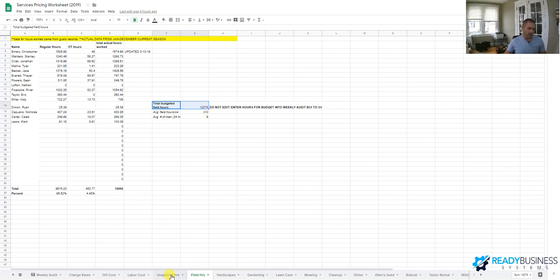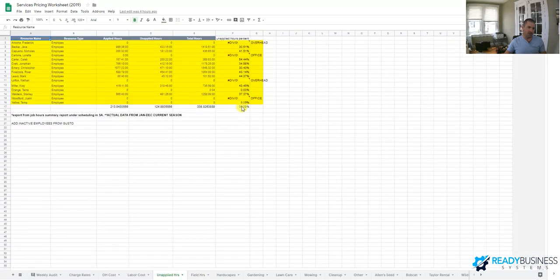Then over on this part, the unapplied hours, this figures out how much time is unbillable. This is based on your estimate or the data you have on the amount of time that your employees are clocked into jobs versus not clocked into jobs. Any time that they're driving or setting up for the day is going to be unbillable time. You need to know what that figure is, because you need to bid jobs higher in order to get your actual charge rate.